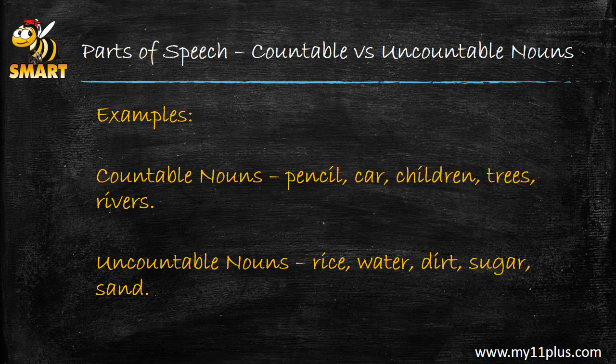And then uncountable nouns, examples would be rice, water, dirt, sugar, sand. And again, let's see if they're countable or not. Can we say 3 rice or 3 rices? No, so that's an uncountable noun. Can we say there are 550 dirts? I have 550 dirts in my hand? Well, I can't, so that's an uncountable noun. Okay?